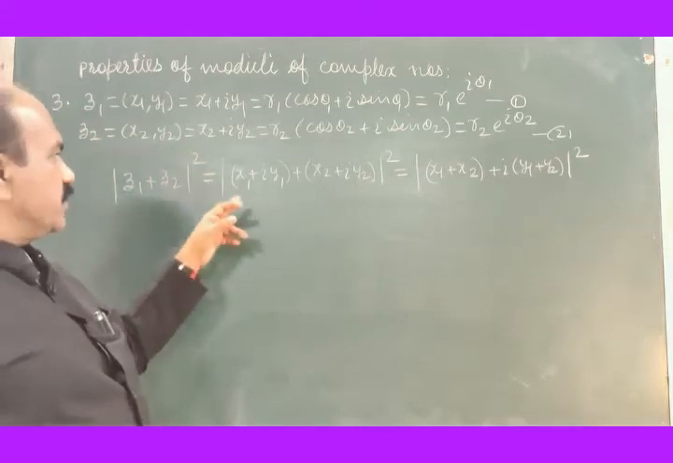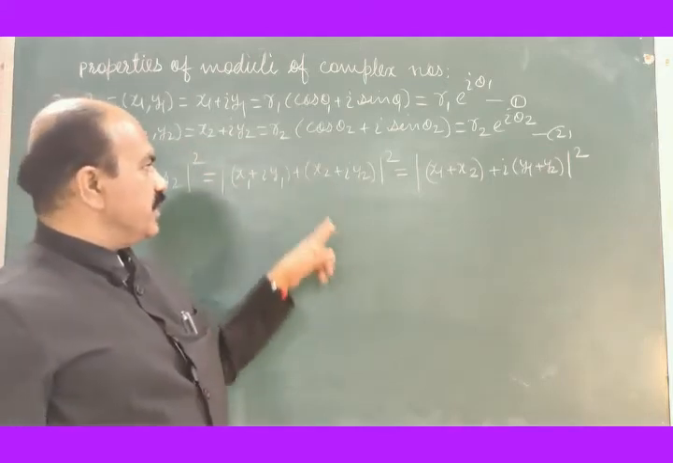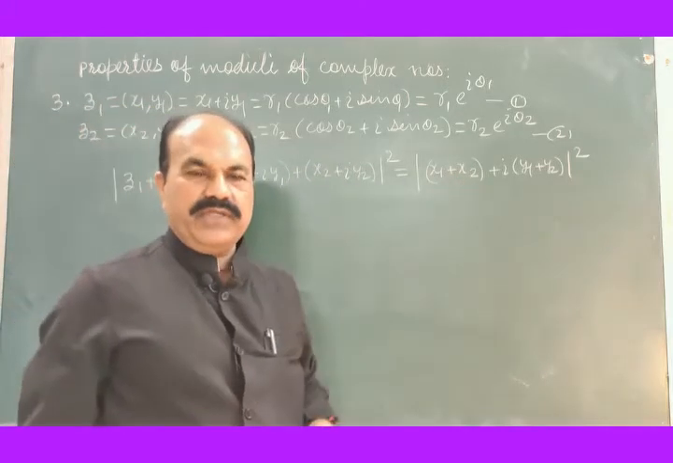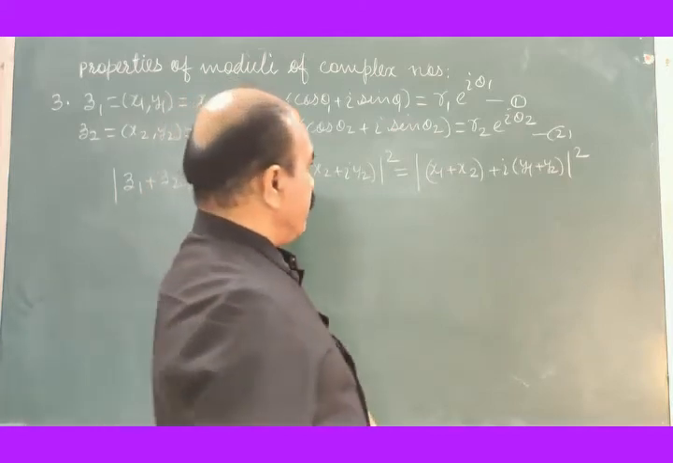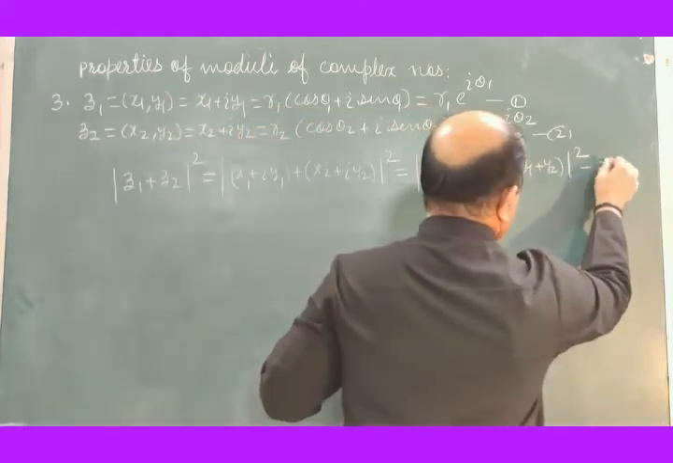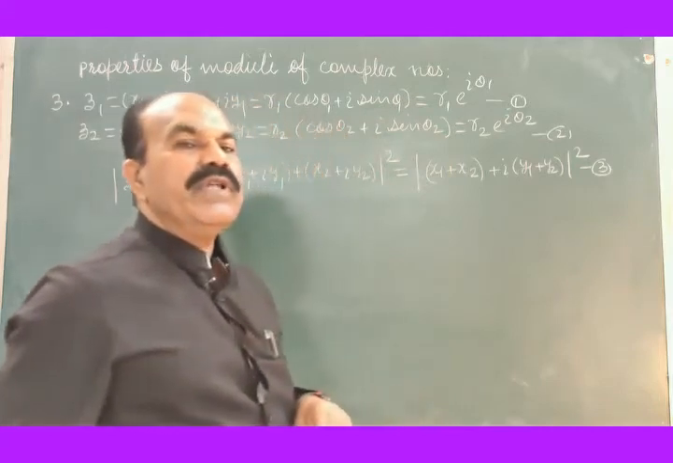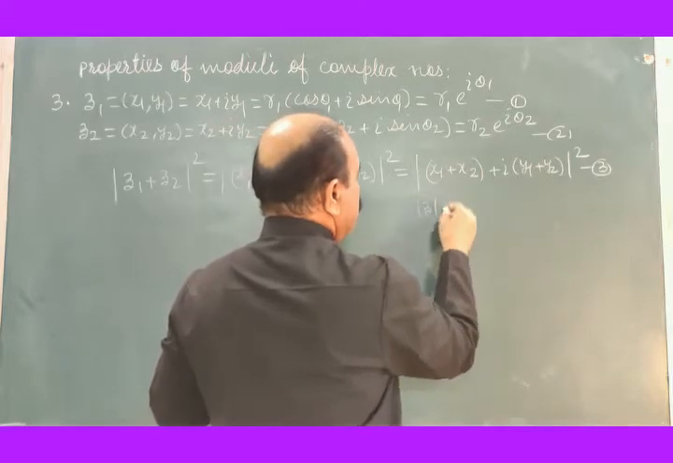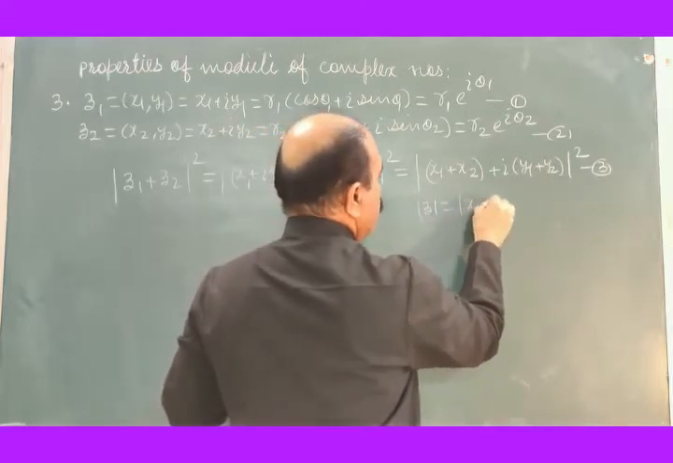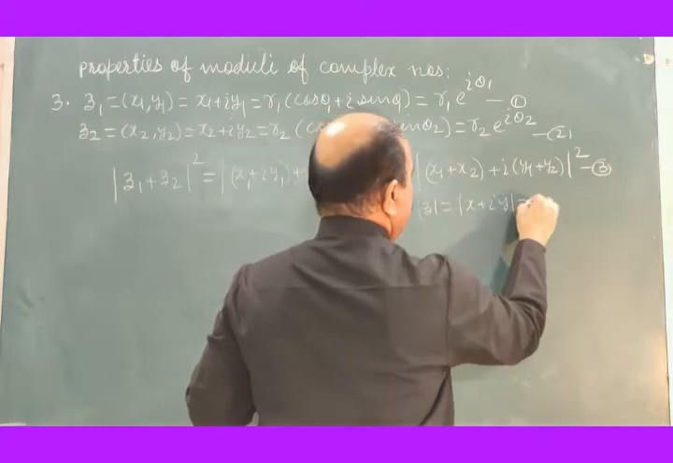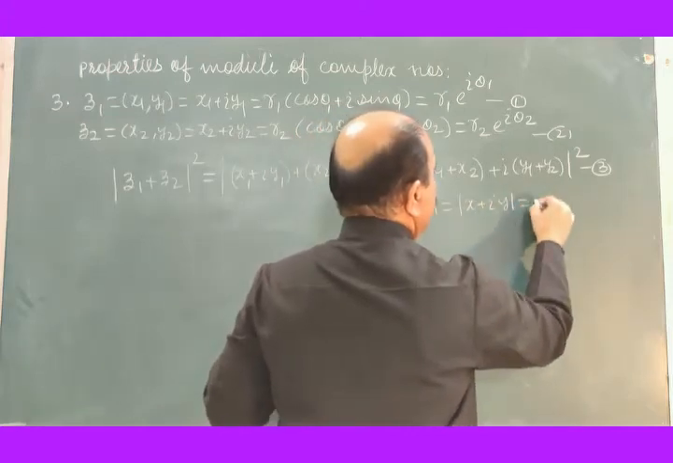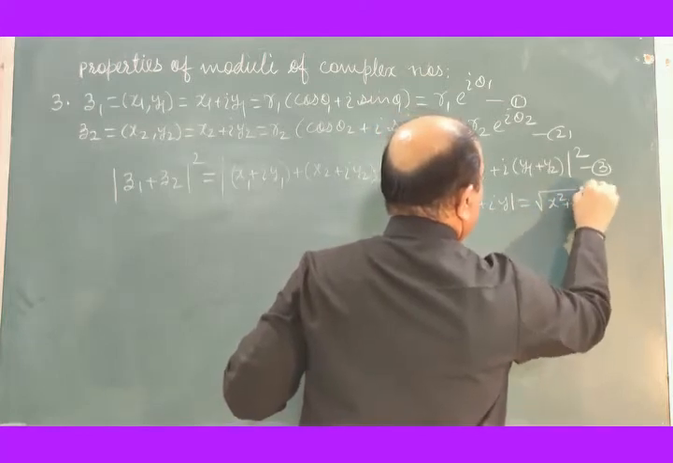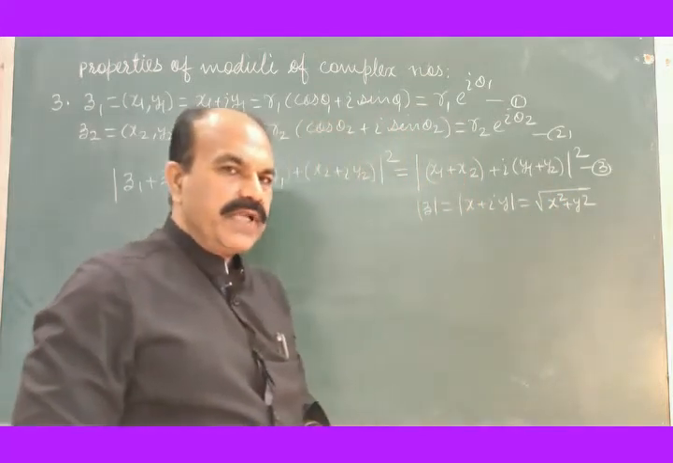Square of modulus, square of modulus. Real terms taken together, imaginary terms taken together. Equation number 3. You know one thing, modulus of Z is equal to modulus of x plus iy, which is equal to square root of x square plus y square.